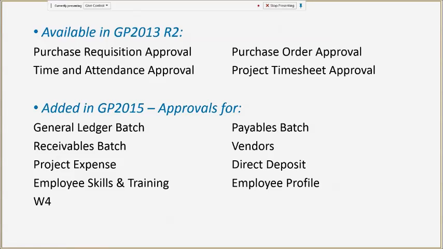In GP 2015, they added the batch approvals for general ledger, payables, and receivables, and also approvals for vendors, project expense, direct deposit, employee skills and training, employee profile, and W4. All of the workflows in the old system were replaced by these new workflows, and the setup for the old system in GP was removed and no longer available.